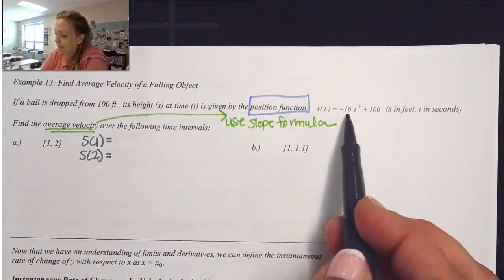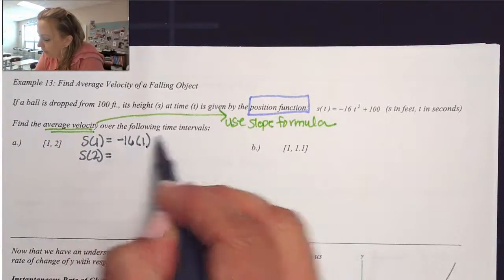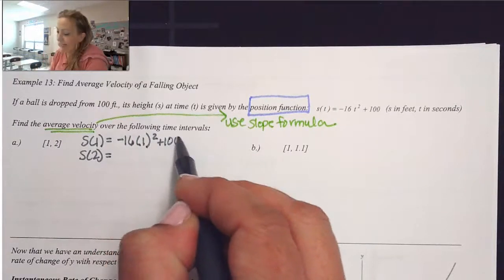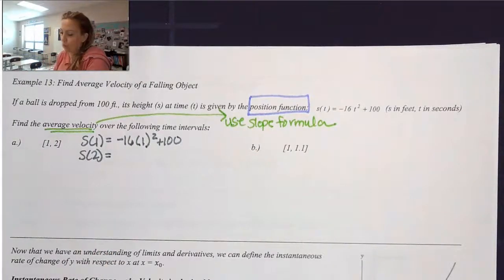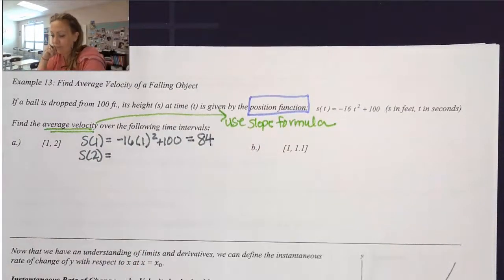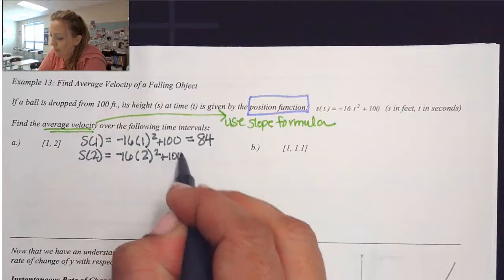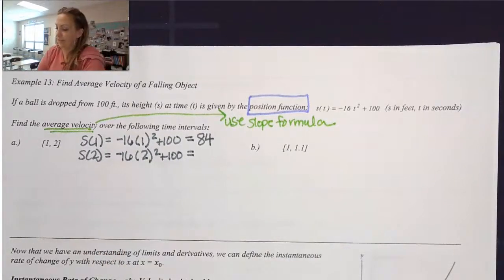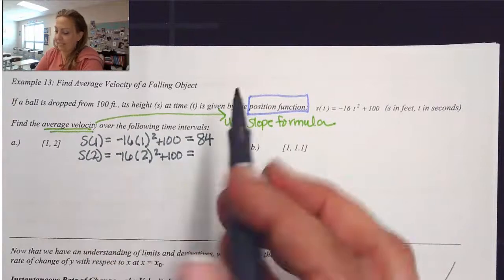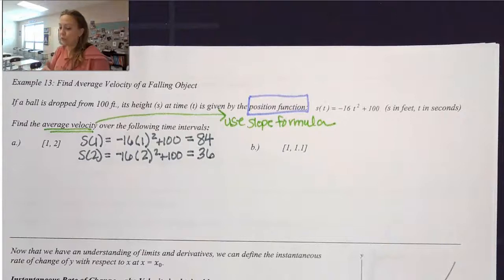So for s of 1, I'm just going to put 1 into this equation they give us. I have negative 16 times 1 squared plus 100. That's going to be negative 16 plus 100, which is 84. Then I can do the same thing, negative 16 times 2 squared plus 100. That's going to be 4 times negative 16, which is negative 64, plus 100 is 36. So those are going to be those values.